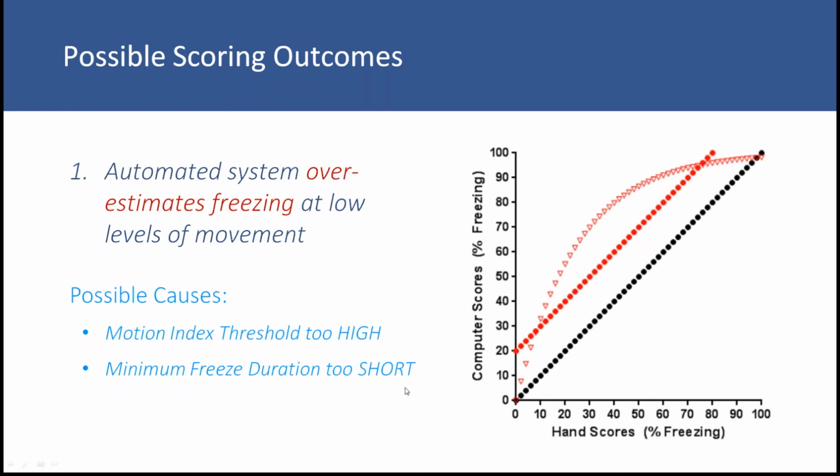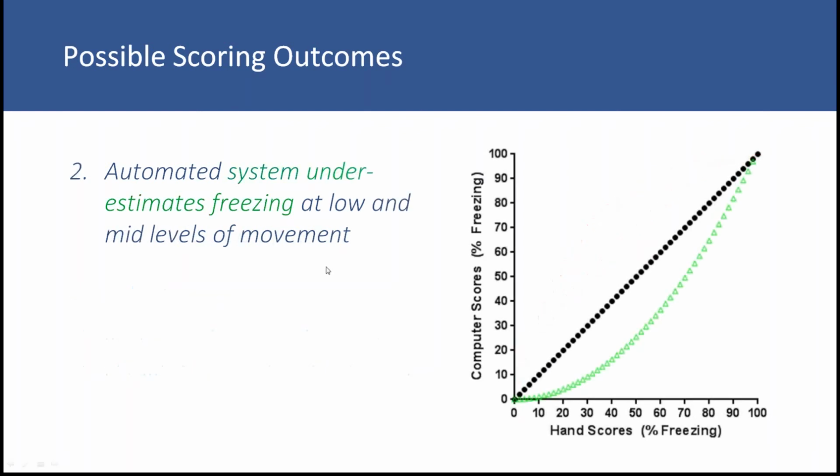Before we go on to the next case, what are some possible causes that can lead to overestimation of freezing? Well, in the case of video freeze, again, the 2 parameters that can vary are the motion index threshold and the minimum freeze duration. So overestimation of freezing could be caused by the motion index threshold being set too high, so we're scoring too much behavior as freezing. And the same thing would happen if the minimum freeze duration is too short. If we have too short of a time to be considered freezing, then we're going to be counting more low-level activity as freezing than what is actually happening. So either of those cases would cause overestimation to occur.